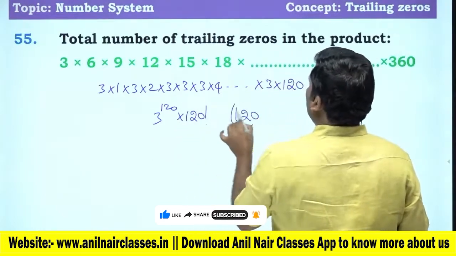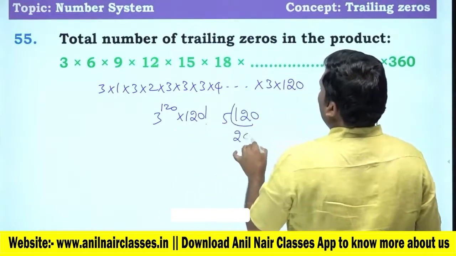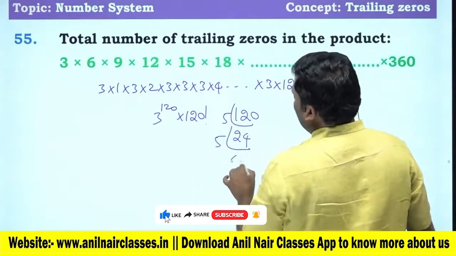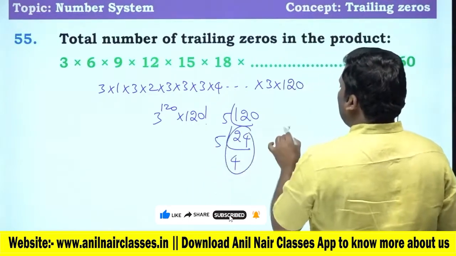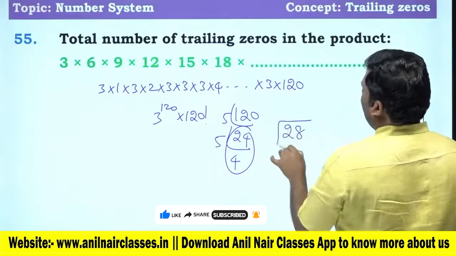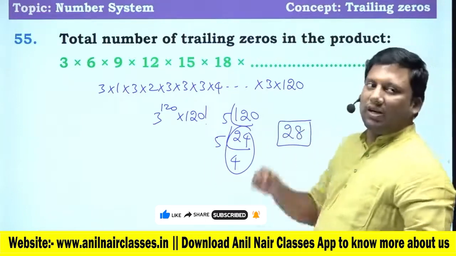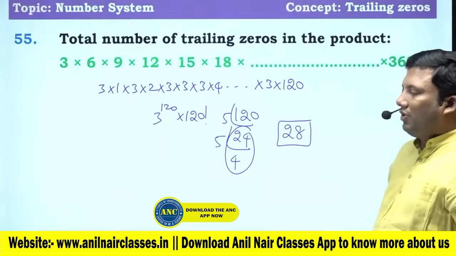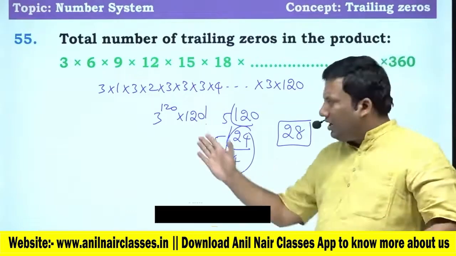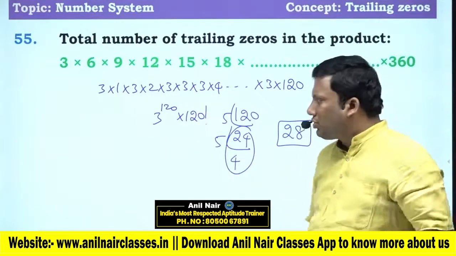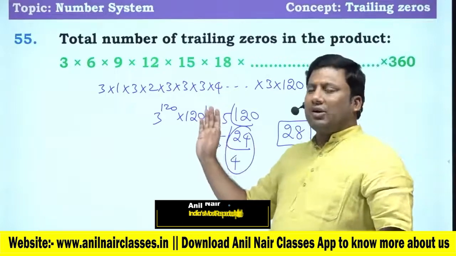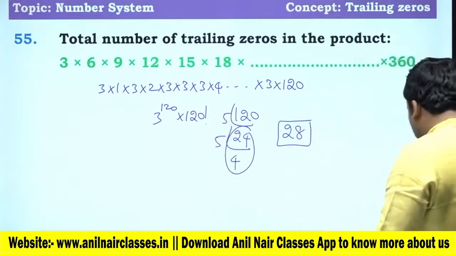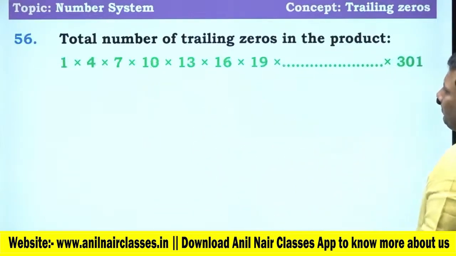The number of trailing zeros in a factorial depends on the power of 5. 24 plus 4, so the number of trailing zeros will be 28. I hope it is clear. 3 power 120 is of no use to us. For 120 factorial, it is the power of 5. The answer is 28. Next one.